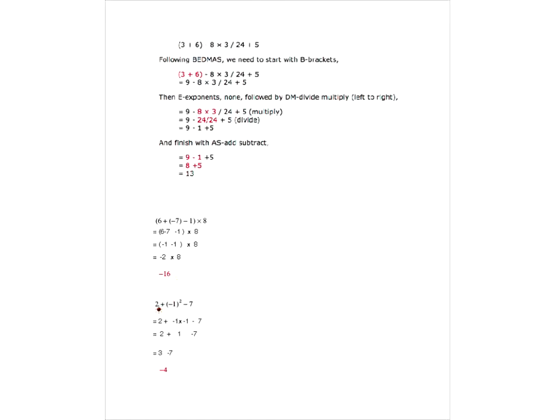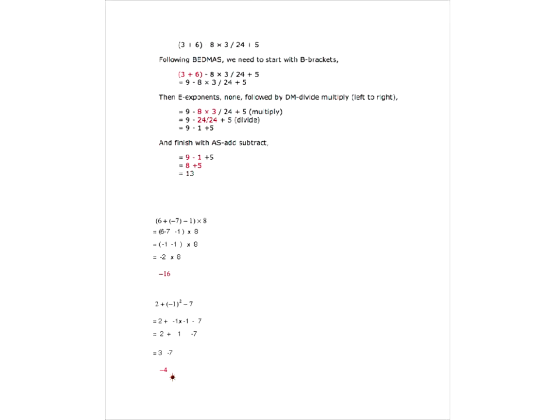In this situation, you've got an exponent. So after brackets comes exponents. So we're going to have minus 1 times minus 1 is going to be plus 1, right? So we write it out as minus 1 times minus 1. That gives us plus 1. And now it's a really simple matter of doing the plus first and then the subtraction. So this one's fairly easy.